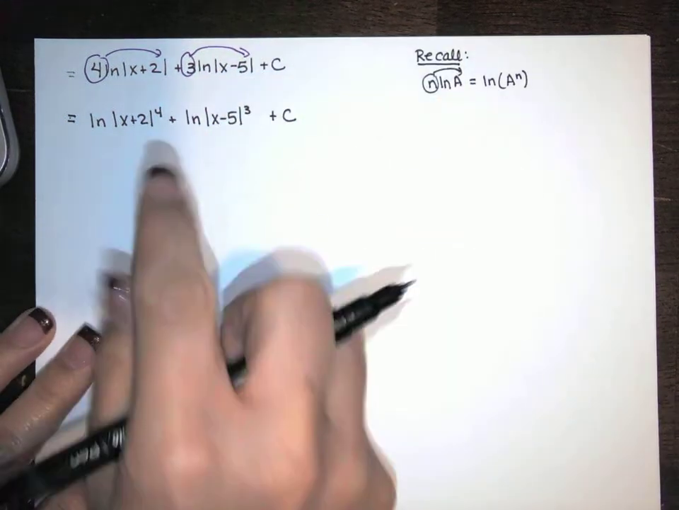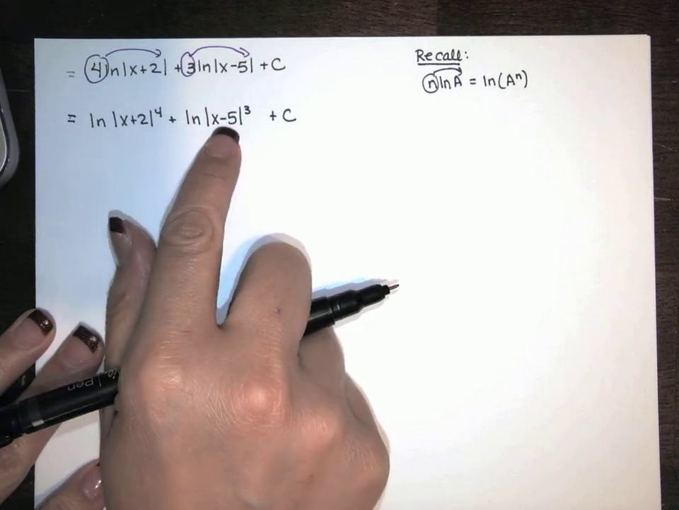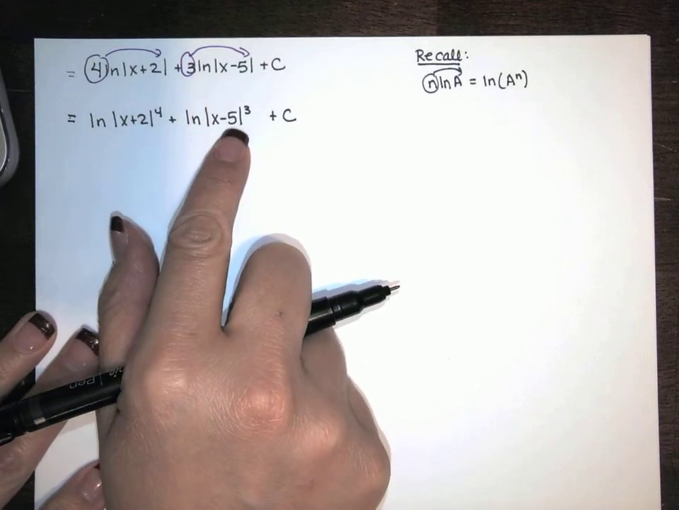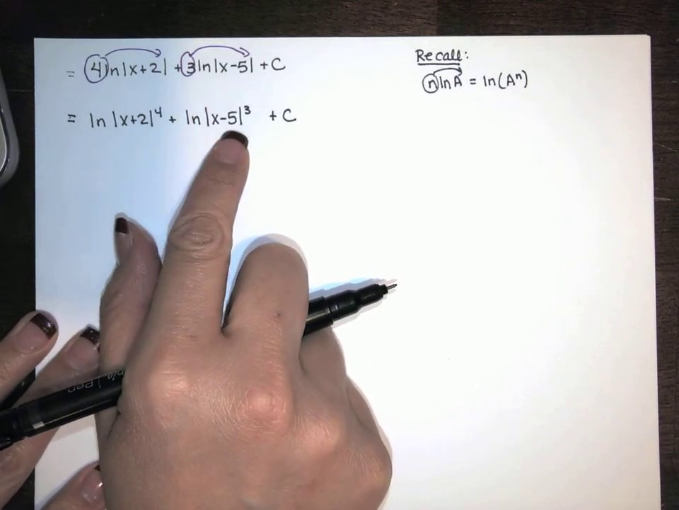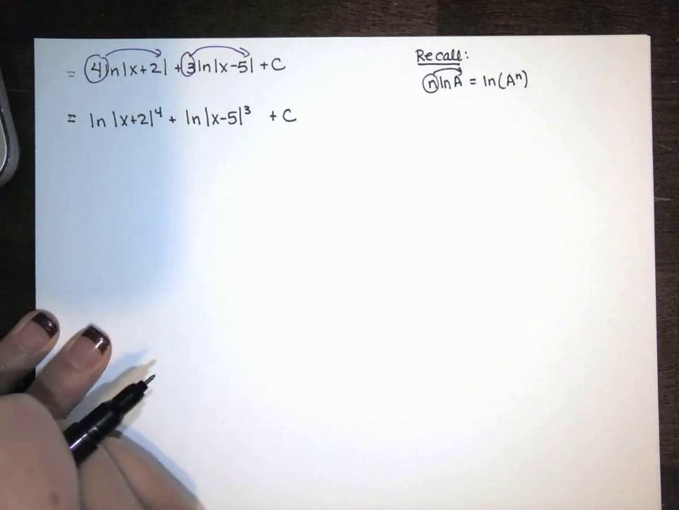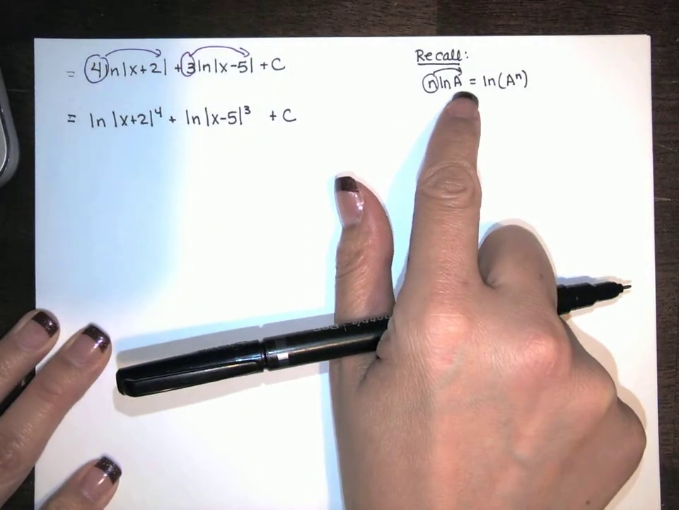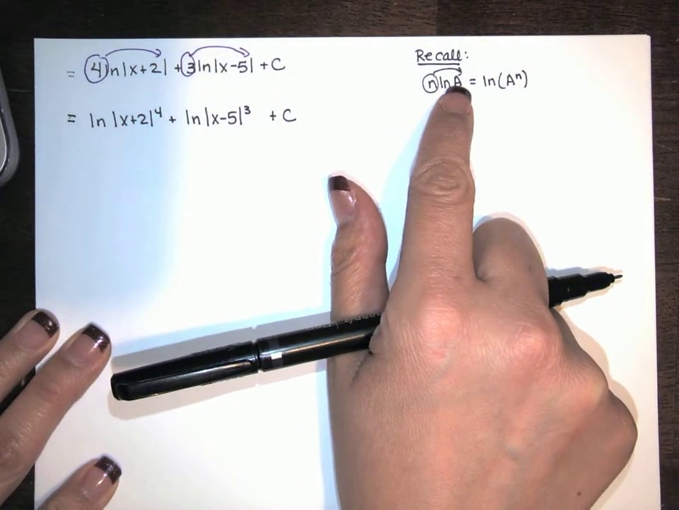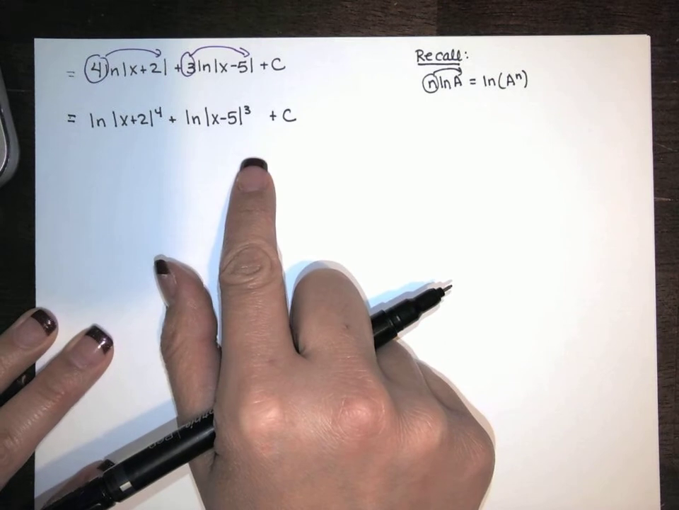Now be careful here. You don't want to cube the x and the 5. That's not x cubed minus 125. That's not what we do here. You're taking the whole thing and you're cubing it, just like we did here. You're taking whatever is inside that log and you're raising it to the nth power. So we've got this here.